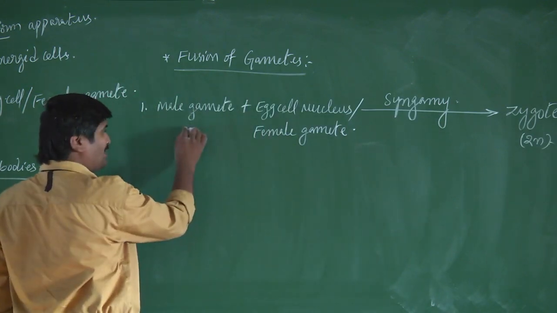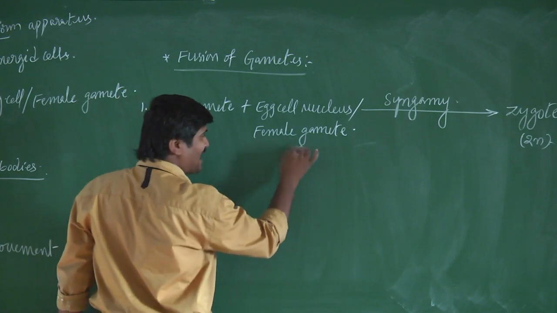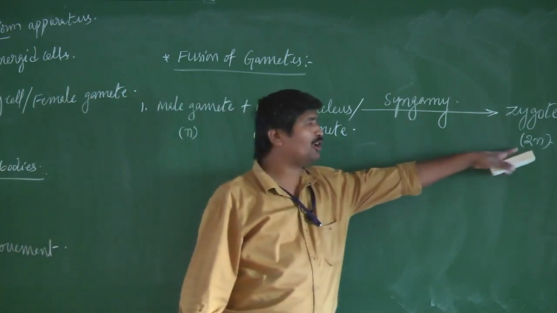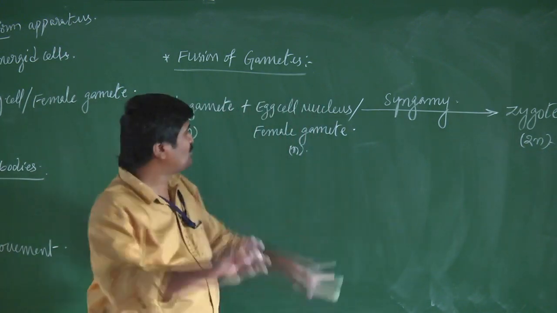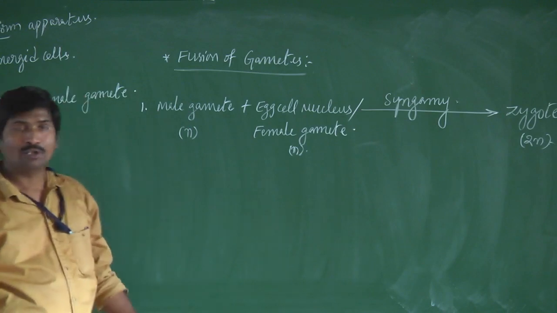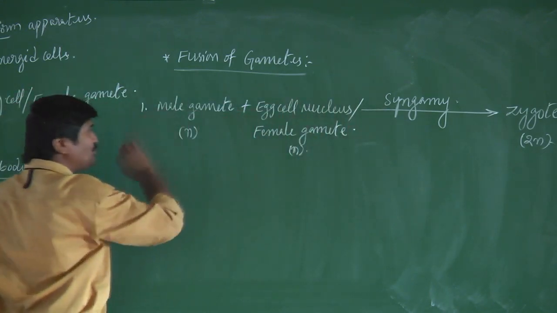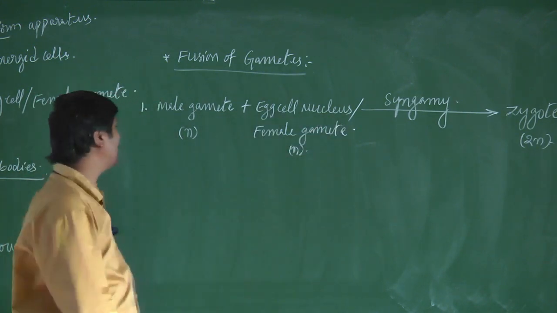What about the male gamete nucleus? Haploid. The female gamete nucleus? Haploid. When two haploid nuclei fuse, the diploid condition of the zygote is developed. So this is known as syngamy. What is the meaning of syngamy? The fusion of male and female gametes is known as syngamy.